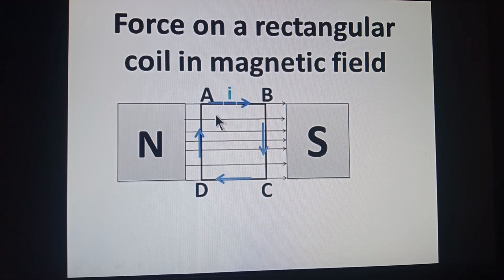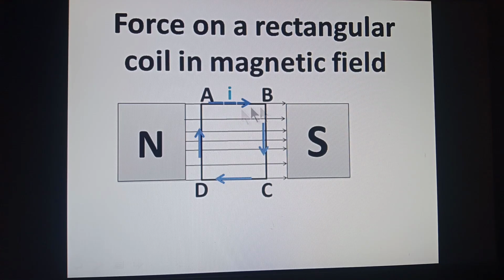Now students, when current flows through a wire, it becomes a magnet. Now I divide this rectangular coil in four segments. One is the length A to B carrying current I. Second is the length of the coil from B to C carrying same amount of current in downward direction. Third segment is C to D carrying current I from right to left. And fourth is the segment DA carrying current in upward direction.